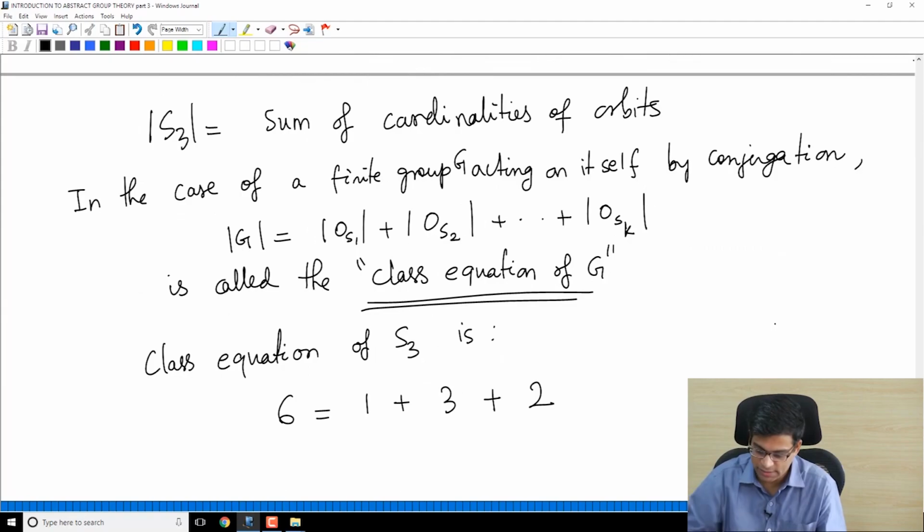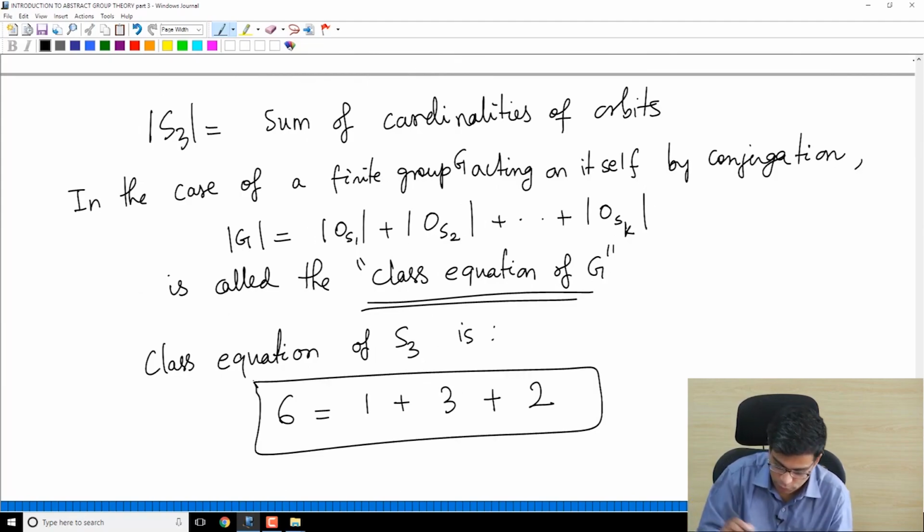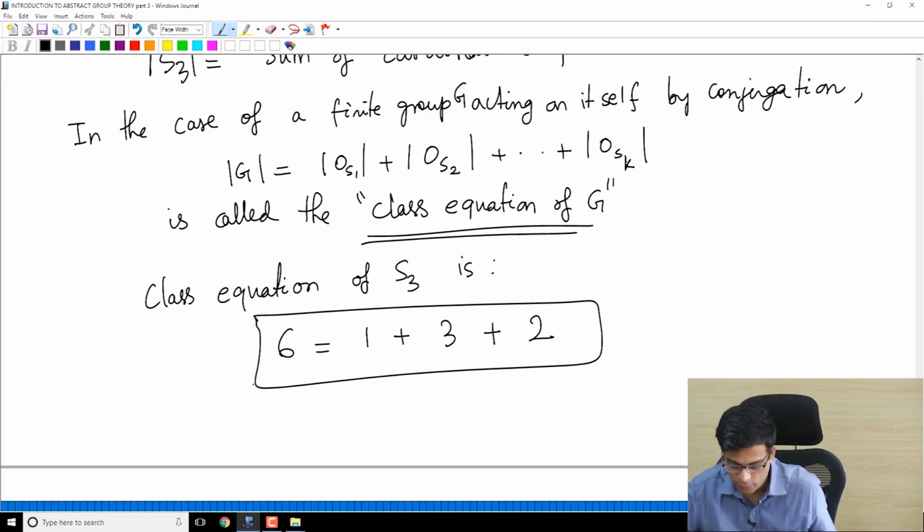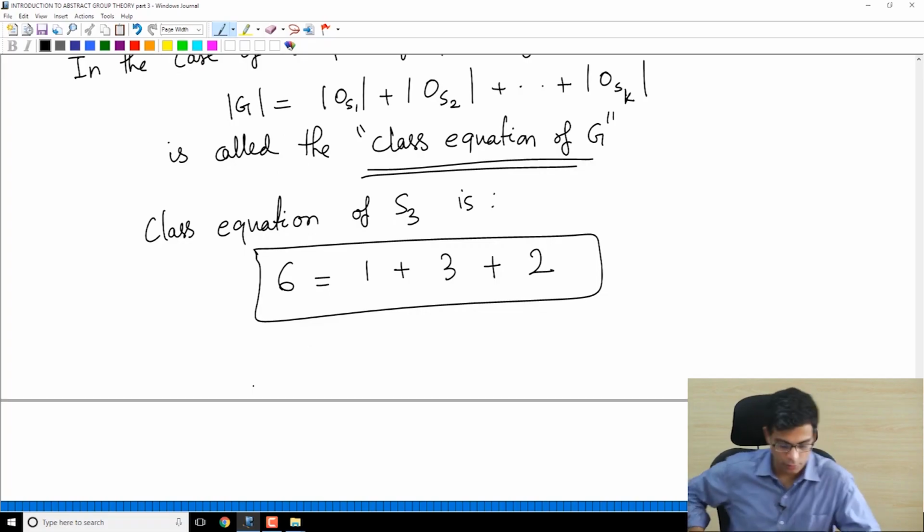So the class equation is 6 equals 1 plus 3 plus 2. And remember this another point that we made earlier checks out. Each number that appears in the class equation must divide the order of the group, which is 6 in this case. 1 divides 6, 3 divides 6, 2 divides 6. Because these are orbits, and the counting formula says that orbit size divides the order of the group.